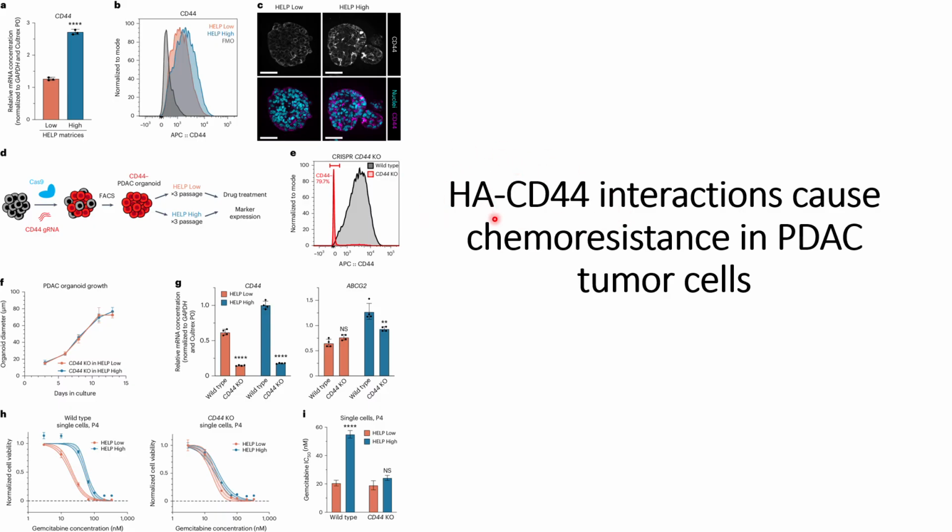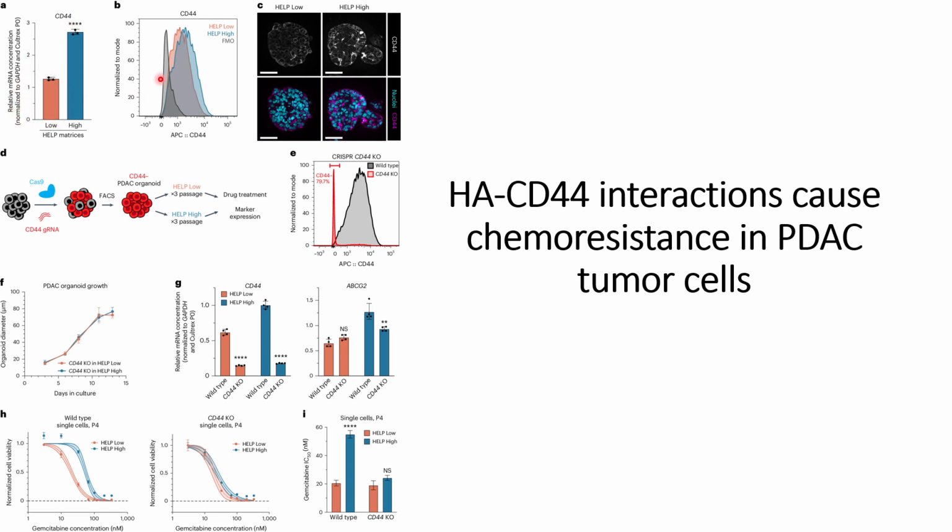also been reported in several papers to cause chemoresistance in other cancer cells. So they decided to check these HA-CD44 interactions in these PDAC tumor cells, whether they also cause chemoresistance in the PDAC tumor cells or not. They first checked the CD44 expression in the high HA matrices and the low HA matrices. That is shown in panel A, where we can see that in the high HA matrices they see more CD44 RNA expression compared to the low HA matrices.